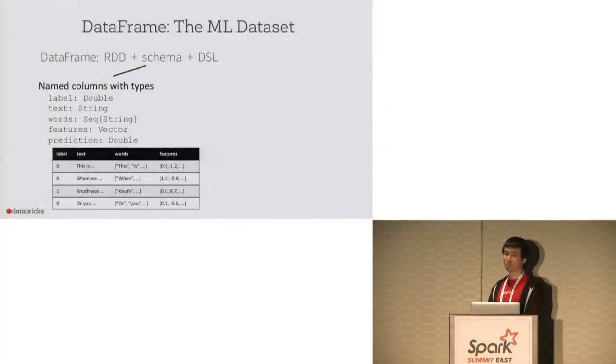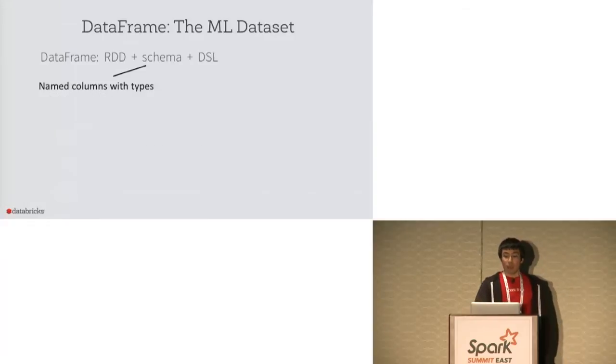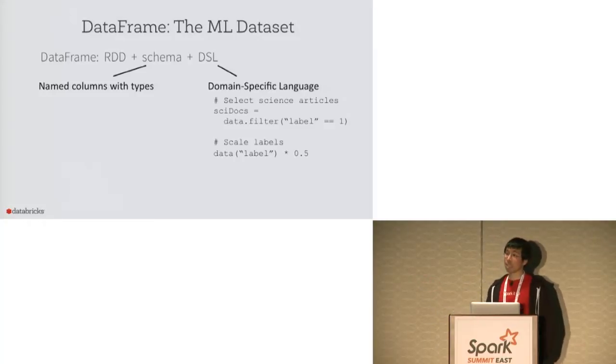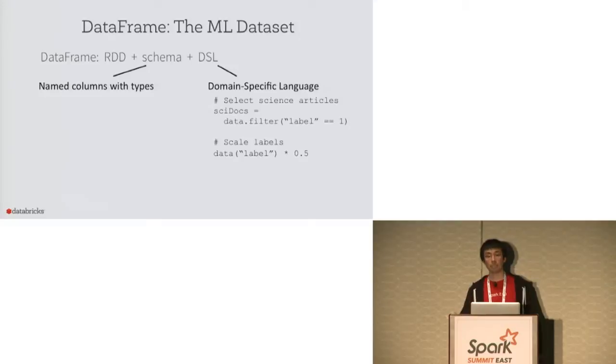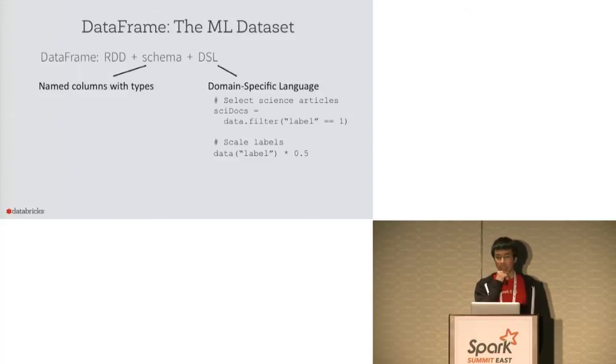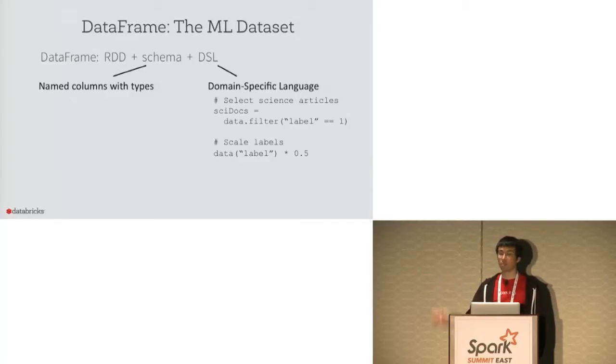And by the way, I'm calling these columns because, in a natural representation of a data set as a table, you may have 1 row for each instance or training example, and every column is a different aspect of that example. The other thing which this provides is a domain-specific language. Here, if we have a data set, I can say filter it by selecting every row for which the label equals 1. In that case, we're selecting the scientific articles for our problem. You can also do simple operations like scale every value in the label column by 0.5.